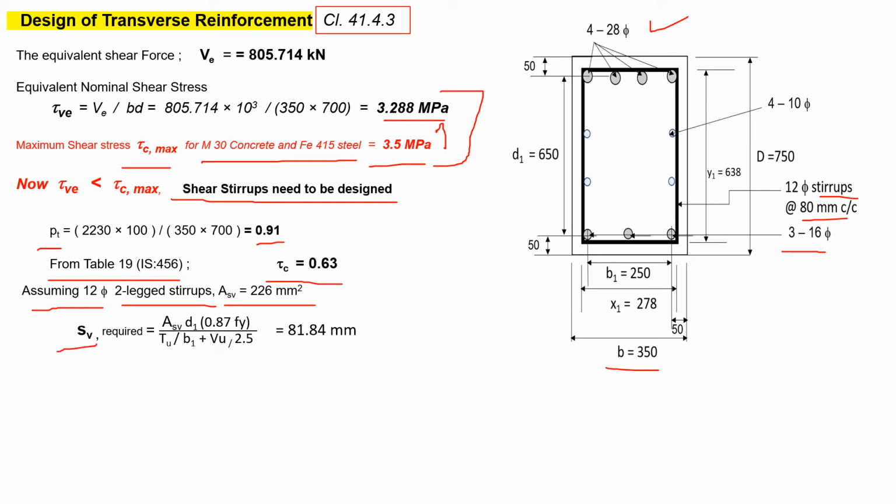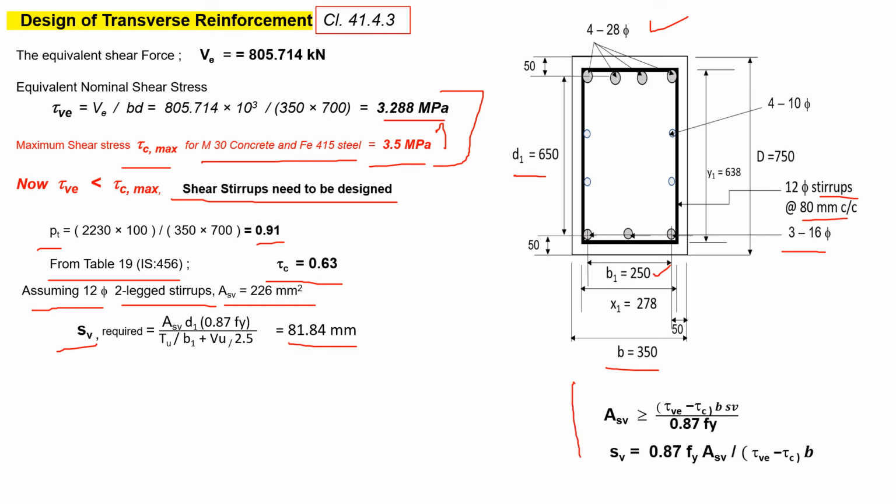So we are going to calculate this spacing now. SV is the required spacing. First of all, we can use this formula, which is the rearrangement of the formula from the IS code. By putting all the values here, D1, B1, etc. B1 is the center to center distance between the corner bars along the width of the section, and D1 is the center to center distance between the corner bars along the depth side. So this D1 we calculate as 650, and B1 comes out to be 250. By putting the values of B1 and D1 here, we get that SV required is 81.84 millimeter.